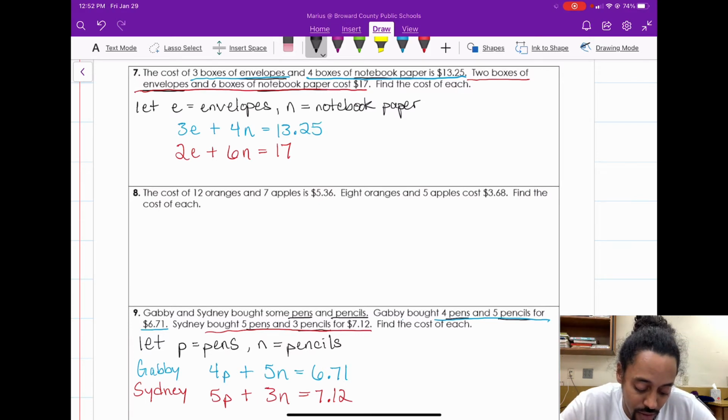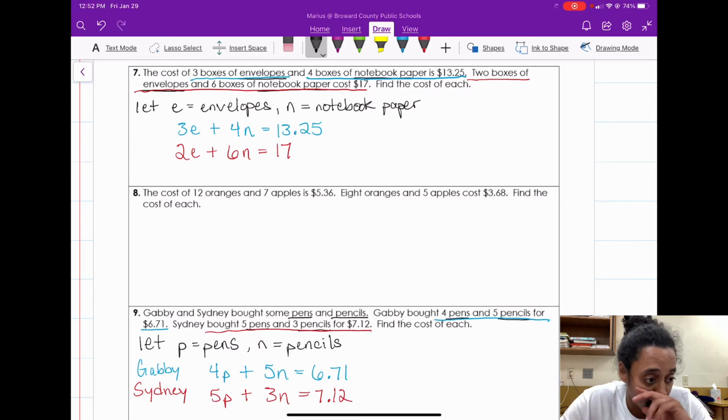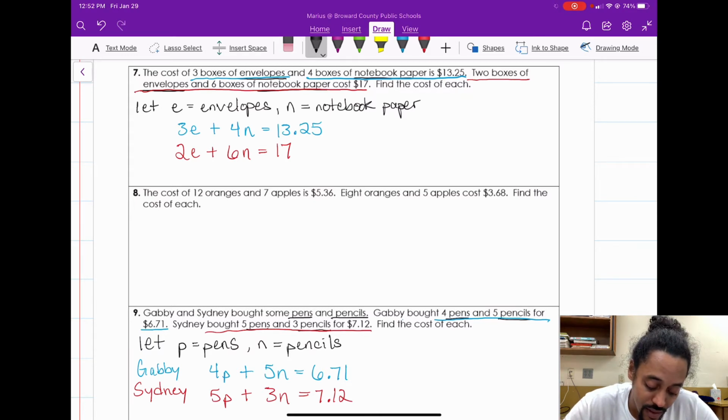Okay, so once again, we want to eliminate one of the variables first. And in both of these, none of the variables are multiples of one another. However, I can multiply both of the equations by a particular number, and we can get our opposites that way. So what I'm going to choose to do is multiply the first equation, because I'm going to eliminate the e's first. So I'm going to multiply the first equation by -2.